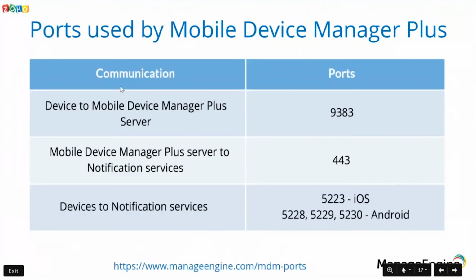We also allow you to integrate with a few directory services like Azure, Okta, and G Suite. All of the communication that I just spoke about is facilitated using ports. For the device to be able to communicate with the MDM server, the port 9383 needs to be kept open. Similarly, here are a few other ports that we use for communication. To view a full list of all the ports that we use at Mobile Device Manager Plus, you can access the link given below.